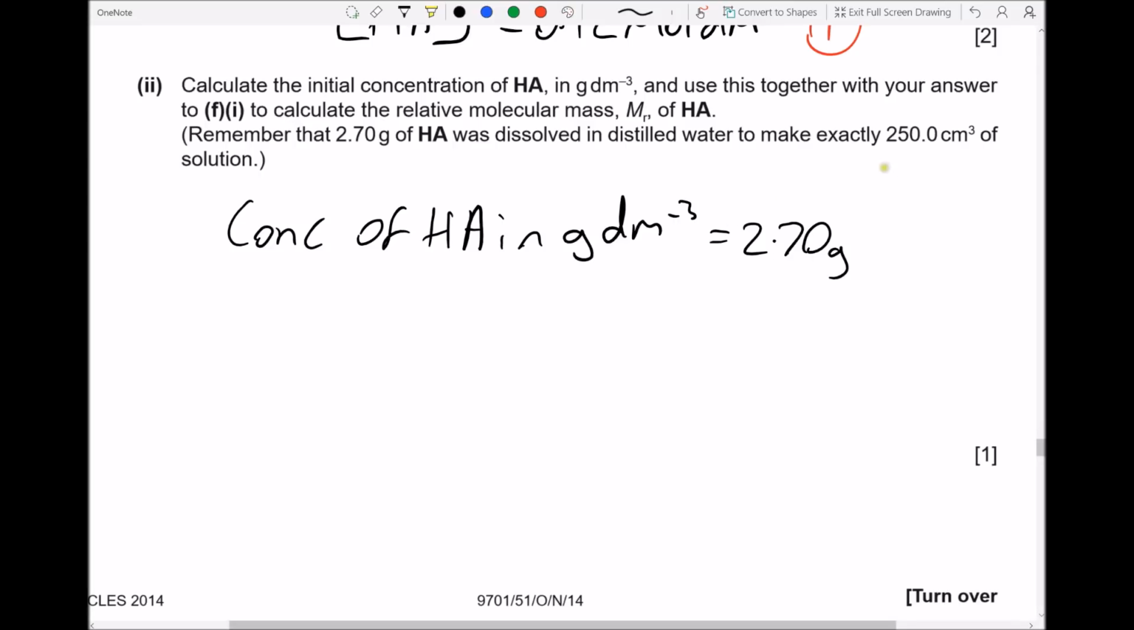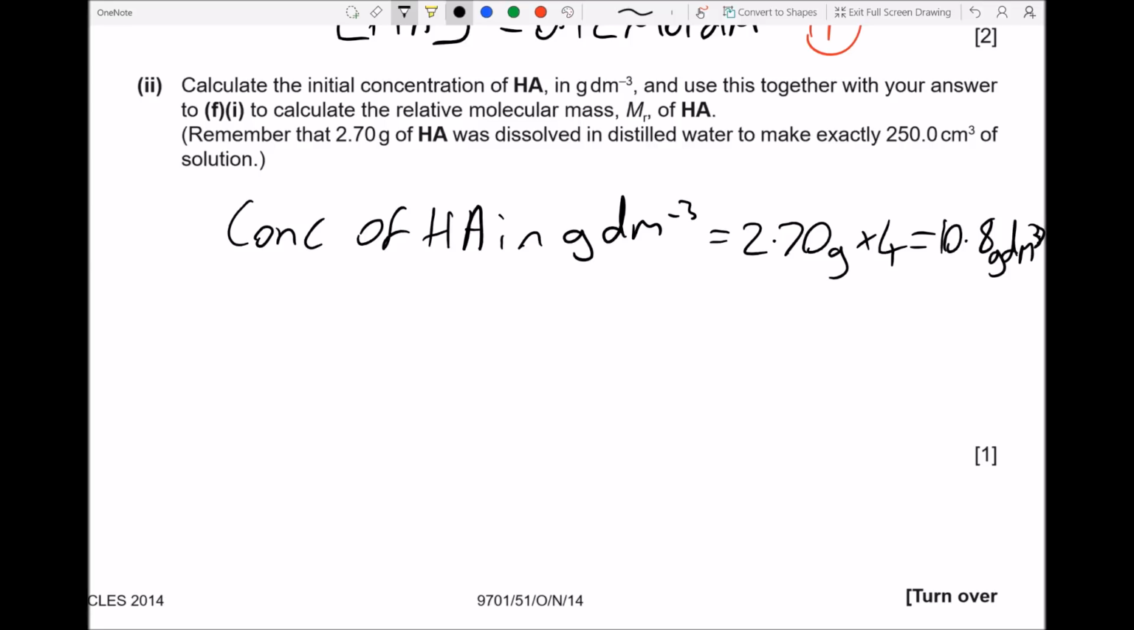So this is how much we have per 250 centimeters cubed. But if we multiply that by 4, we'll get to a decimeter cubed. So we'll do exactly the same here as well. So it's 2.70 times 4. And that will tell us in a decimeter cubed, and that's going to be 10.8 grams per decimeter cubed. Just fitting that in there.